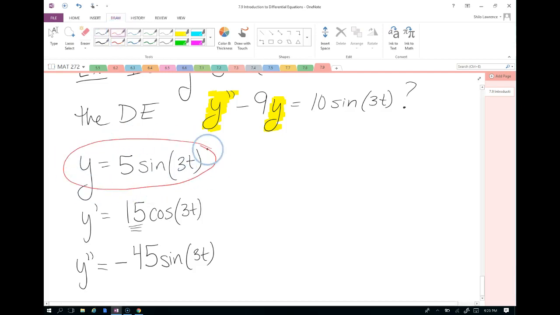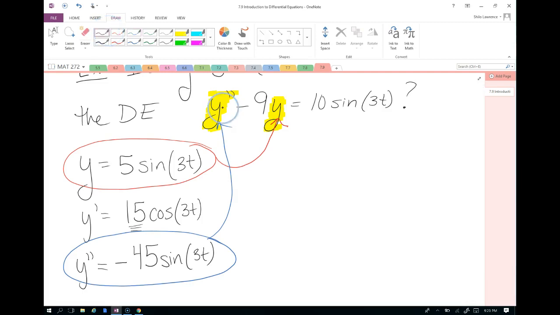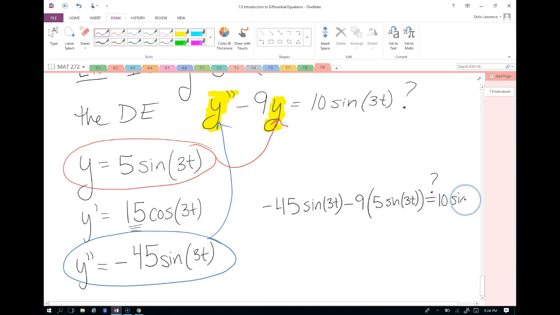So we're going to take the y equals 5 sine 3t and plug it in here. And we're going to take the y double prime equals negative 45 sine 3t and plug it in right here and see what we get. We're going to see if it makes this equation true or not. So our equation says y double prime, and I'm going to replace that. That's negative 45 sine of 3t minus 9 of your y's, which is 5 sine of 3t. Is that equal to 10 sine 3t is what we're trying to figure out.